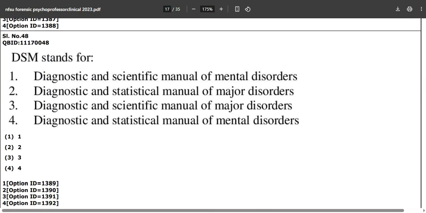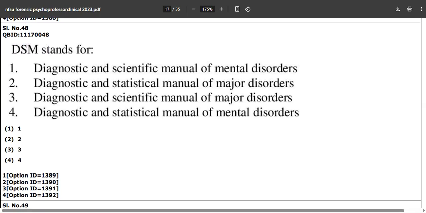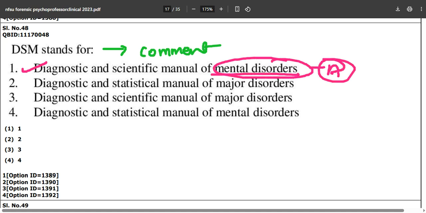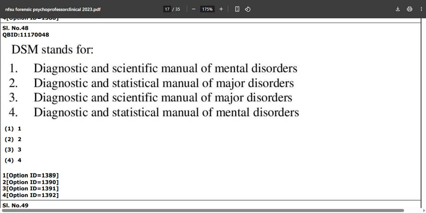What does DSM stand for? A basic question they can ask. Diagnostic, and okay, I'm not going to answer, I don't know the correct answer for this. Please comment down below what the correct answer is. I am thinking option number one is correct: diagnostic and scientific method of mental disorders. Option A is the correct answer. If you think it is wrong, prove me wrong in the comment section.